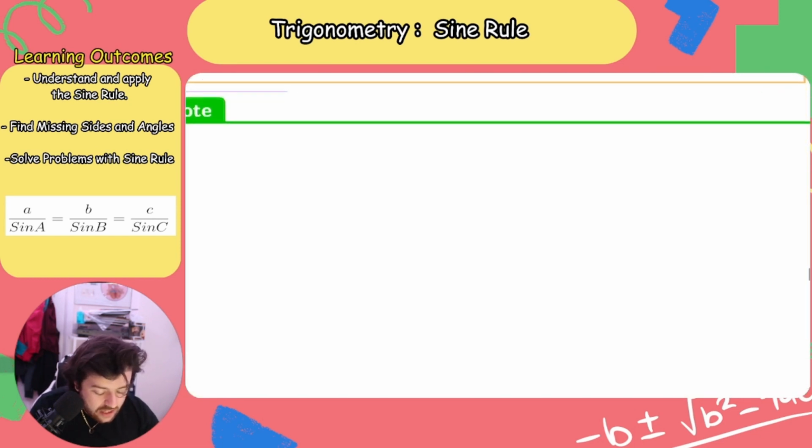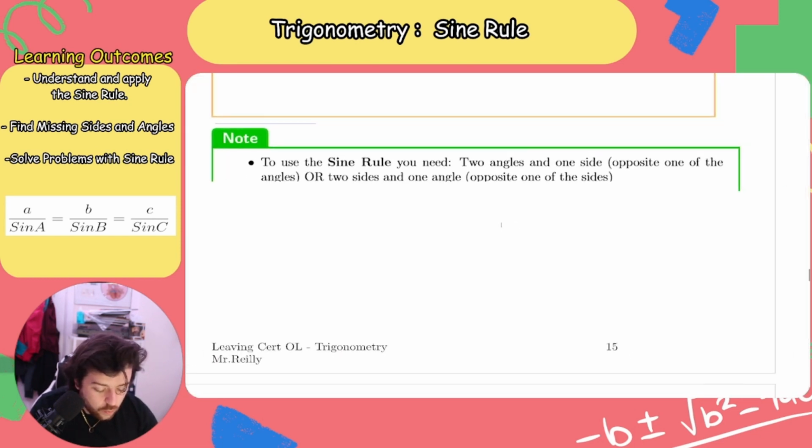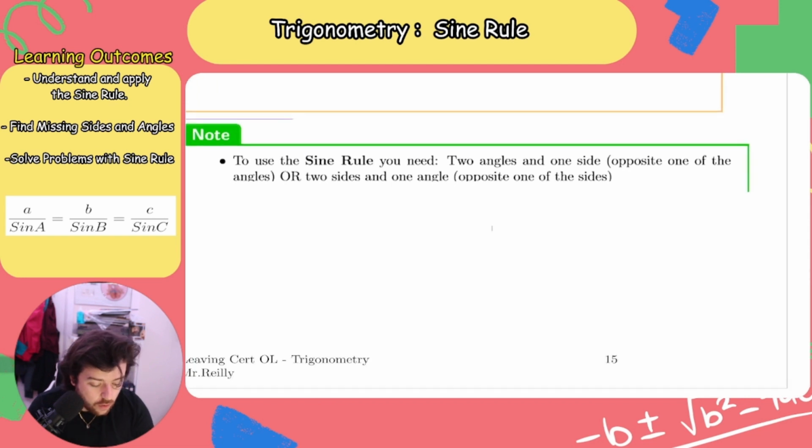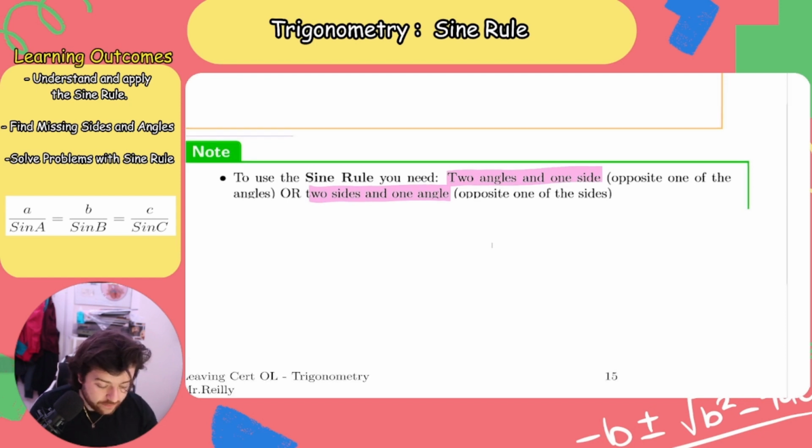So when do we use the sine rule? We use the sine rule when we have two angles and one side, where the side is opposite one of the angles, or when we have two sides and one angle, and the angle is opposite to one of the sides that we're given.